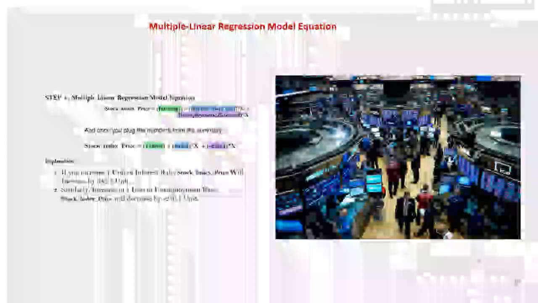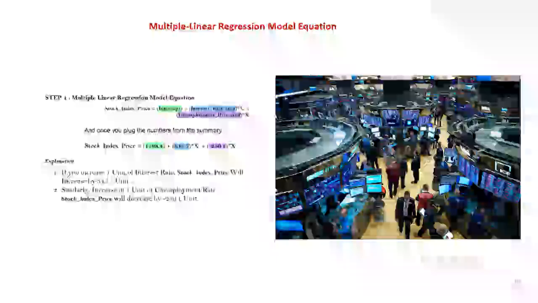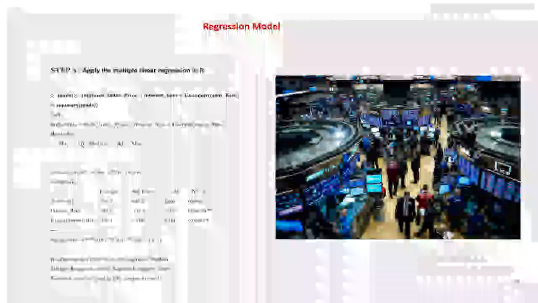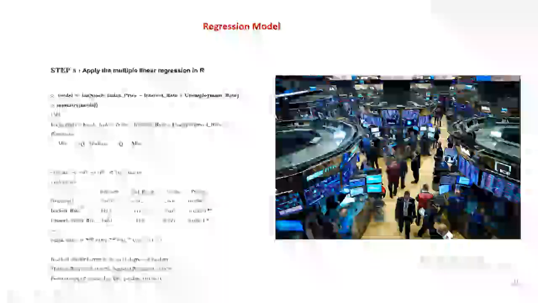For example, if you see in step 4, the multiple linear regression model equation. Our model is giving this regression model equation. Here, stock index price was the dependent variable depending on interest rate and unemployment rate. The previous output gave us coefficients; the estimate is nothing but a coefficient. Intercept is 1798, interest rate is 345. You have to multiply interest rate by 345 and unemployment rate by minus 250.1.